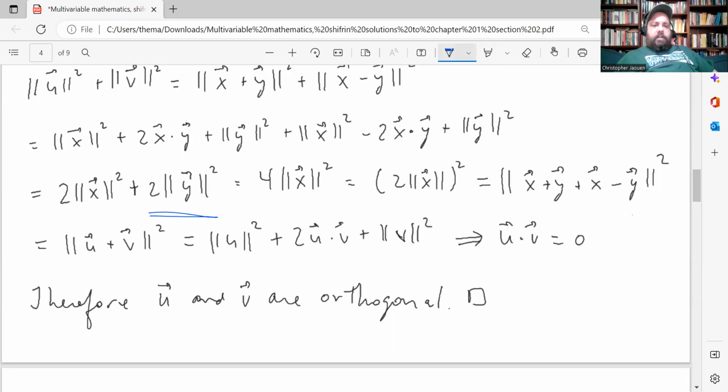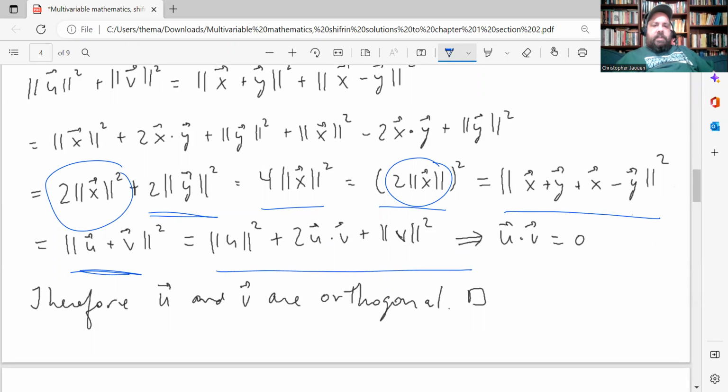So over here, this is equal to 2 times the length of x squared because the length of x is equal to the length of y. So you end up with double of these, or in other words, 4 times the length of x squared, which is the same thing as 2x all squared. And you can write it this way. And notice that's the same thing as the length of u plus v squared. And again, using the definition of the length of this thing, that's equal to this.